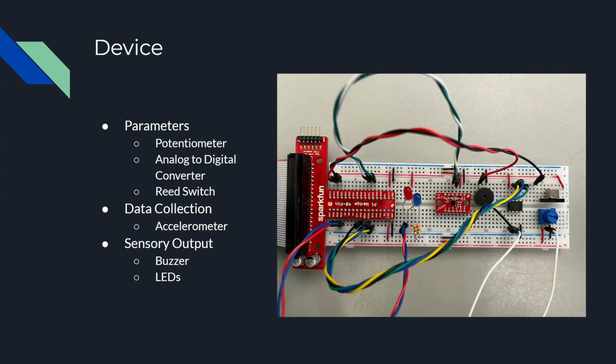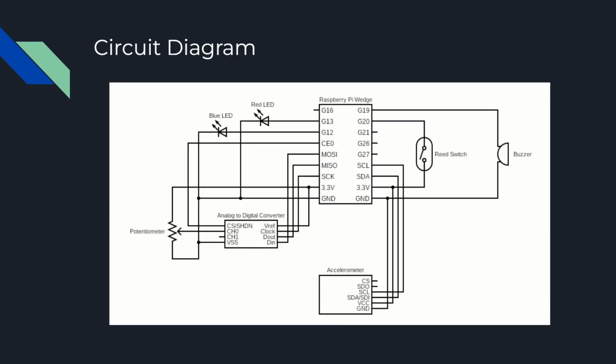Taking a closer look at the hardware, there are 6 main smaller devices used. For initial parameters, we use a potentiometer and analog to digital converter to get a speed from a specified range. There is also a reed switch to turn the device on and off. For data collection, an accelerometer is used to get acceleration and velocity as a result. For sensory output, we have a buzzer and LEDs that follow pulse width modulation. For more clarity, a circuit diagram is provided highlighting the connections on the breadboard.